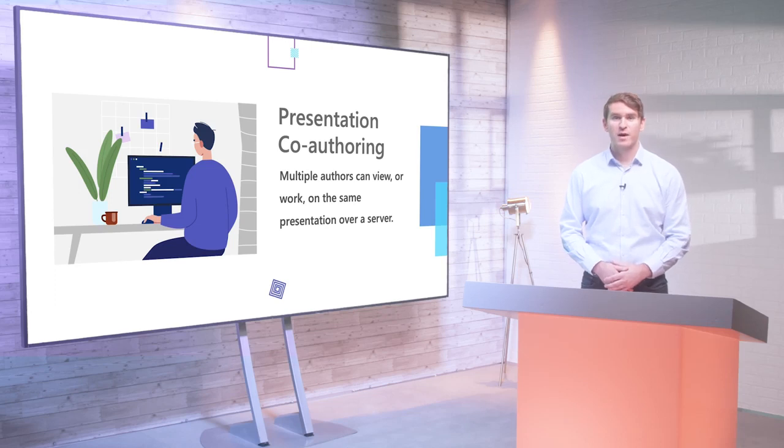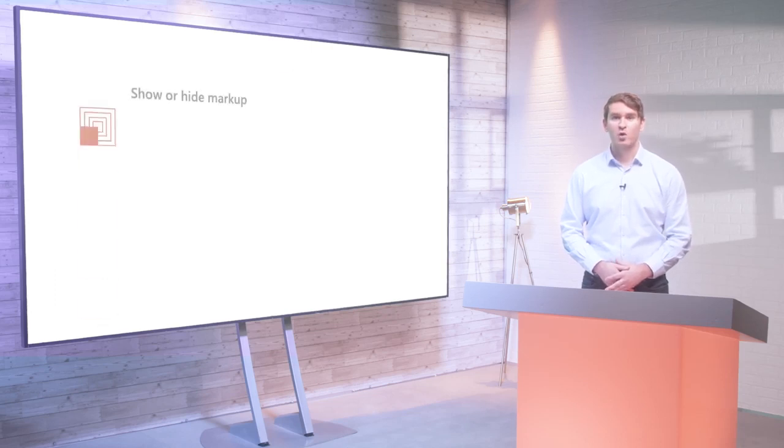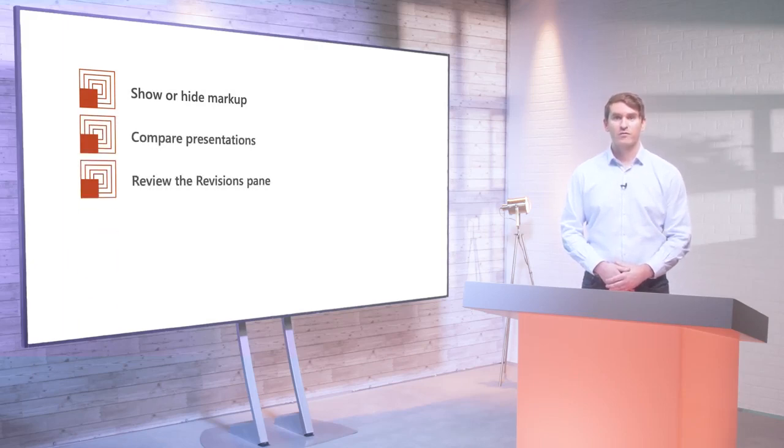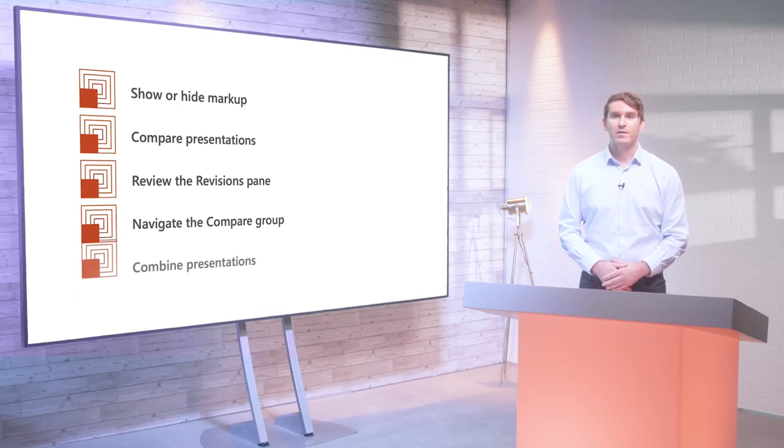So what kind of co-authoring features are available in Microsoft PowerPoint? With Microsoft PowerPoint, authors can show or hide markups in PowerPoint, compare one version of a presentation against another, review all revisions made within a presentation, navigate the commands within the Compare group on the Review tab, and implement review decisions by combining two different versions of a presentation.